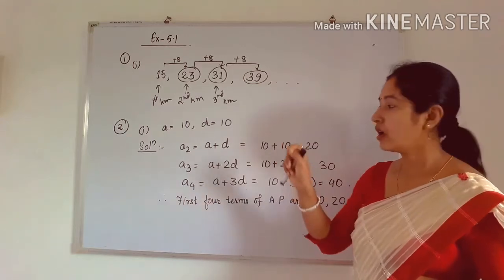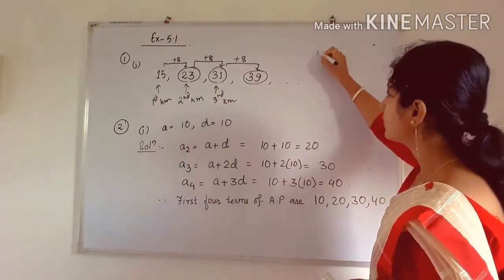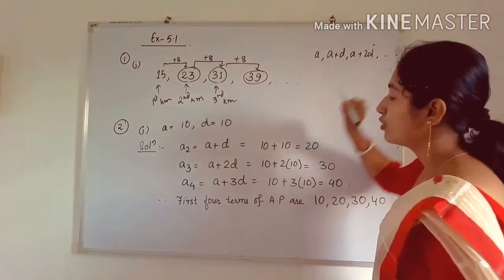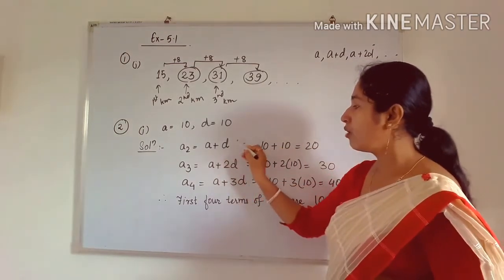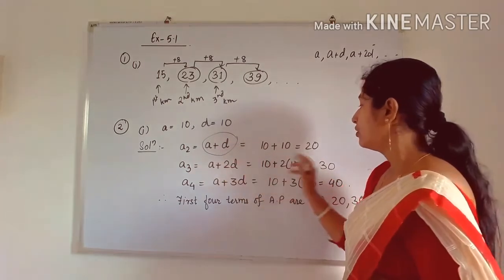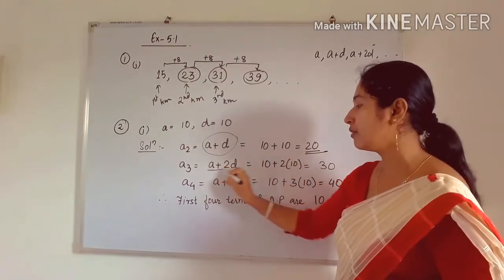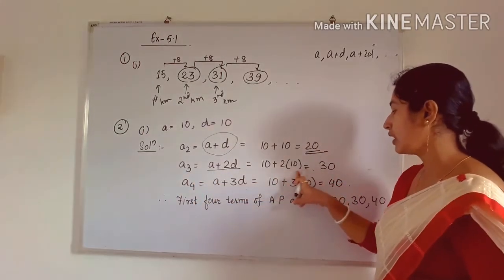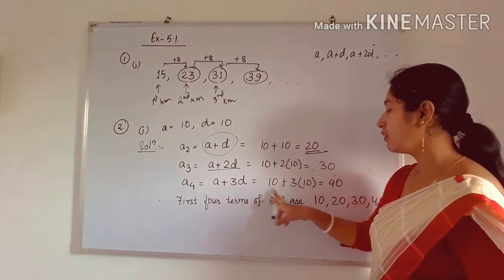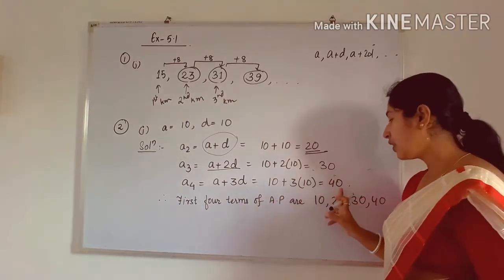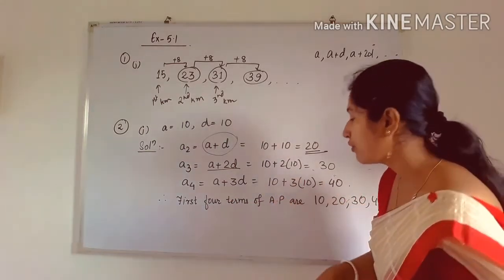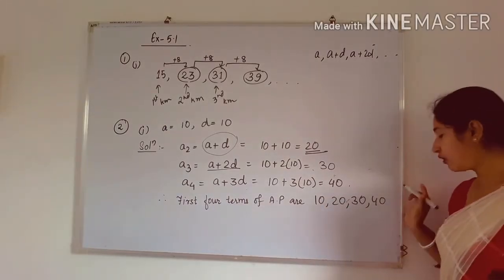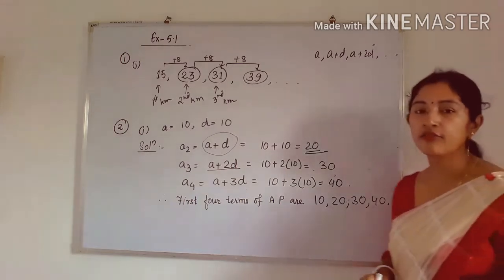Okay. The AP sequence. How to write the AP? A, first term is A, second term is A plus D, third term is A plus 2D, like that. Okay. So see, the second term is A plus D. Now put the value of A and D here, you will get 20. Similarly for the third term, A plus 2D. So 10 plus 2 into 10, that will be 30. Similarly A plus 3D will be 10 plus 3 into 10, that will be what? 40. Okay. So therefore the first 4 terms of the AP are 10, 20, 30, 40. You have to stop here because we need to find the first 4 terms only.